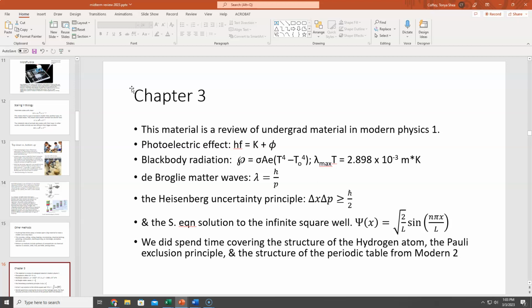So what this shows is that as the temperature of a black body radiator increases, the wavelength of its maximum intensity decreases. So you get shorter wavelengths with hotter objects. The next equation describes de Broglie matter waves.